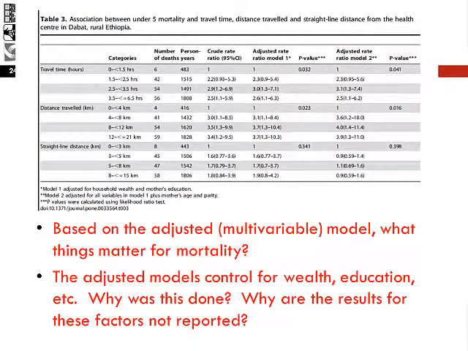Okay. So using this, I want you to look at Table 3. So Table 3 is the main set of results in your paper. And Table 3 is looking at the relationship between the different measures of distance and the risk of mortality. So based on this, what things matter for mortality? And then the bonus question is, they said that they adjusted the models. Why? What does that mean to adjust the models? Why did they adjust?